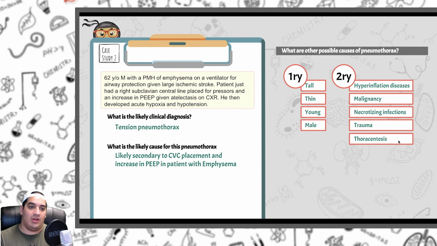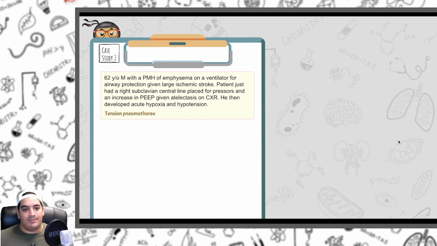If I'm putting a central line in the area and I'm poking the lung from the outside, or if I'm doing a thoracentesis to drain off some of the pleural fluid, like in the last case, and I end up hitting the lung, that could also drop the lung and cause a pneumothorax. So a lot of things can definitely cause this.